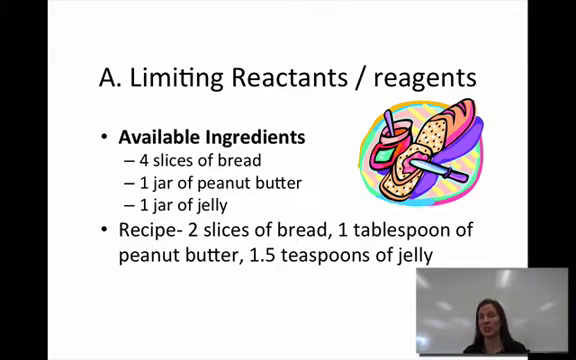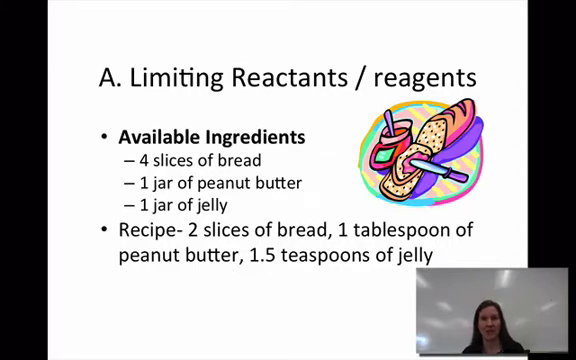We have peanut butter and jelly left over. We have 2 of our reactants, but without all 3 of our reactants, the reaction can't proceed. So from these ingredients, you can make 2 products. You can't make more than that. In this case, your bread is what's called your limiting reagent or your limiting reactant.